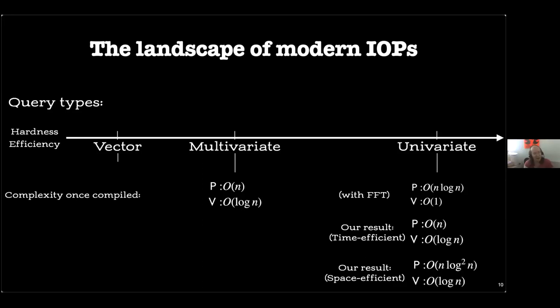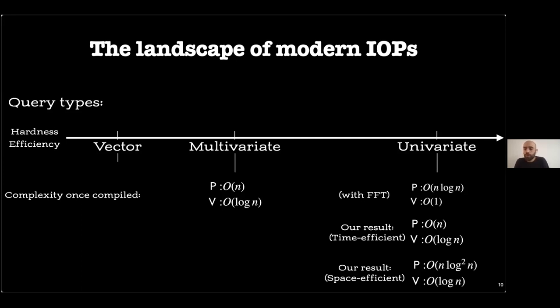And in addition, I'm slightly confused. Isn't the multivariate case a generalization of the univariate case? So yeah, you would expect that. Why do you need a new result to get P of O(n) and V of O(log n)? Because if I have a univariate protocol, then I can use a multivariate polynomial commitment scheme, but not vice versa. If I have a multivariate query, then I don't know how to translate it into a univariate query. And we will see later today how to build it.